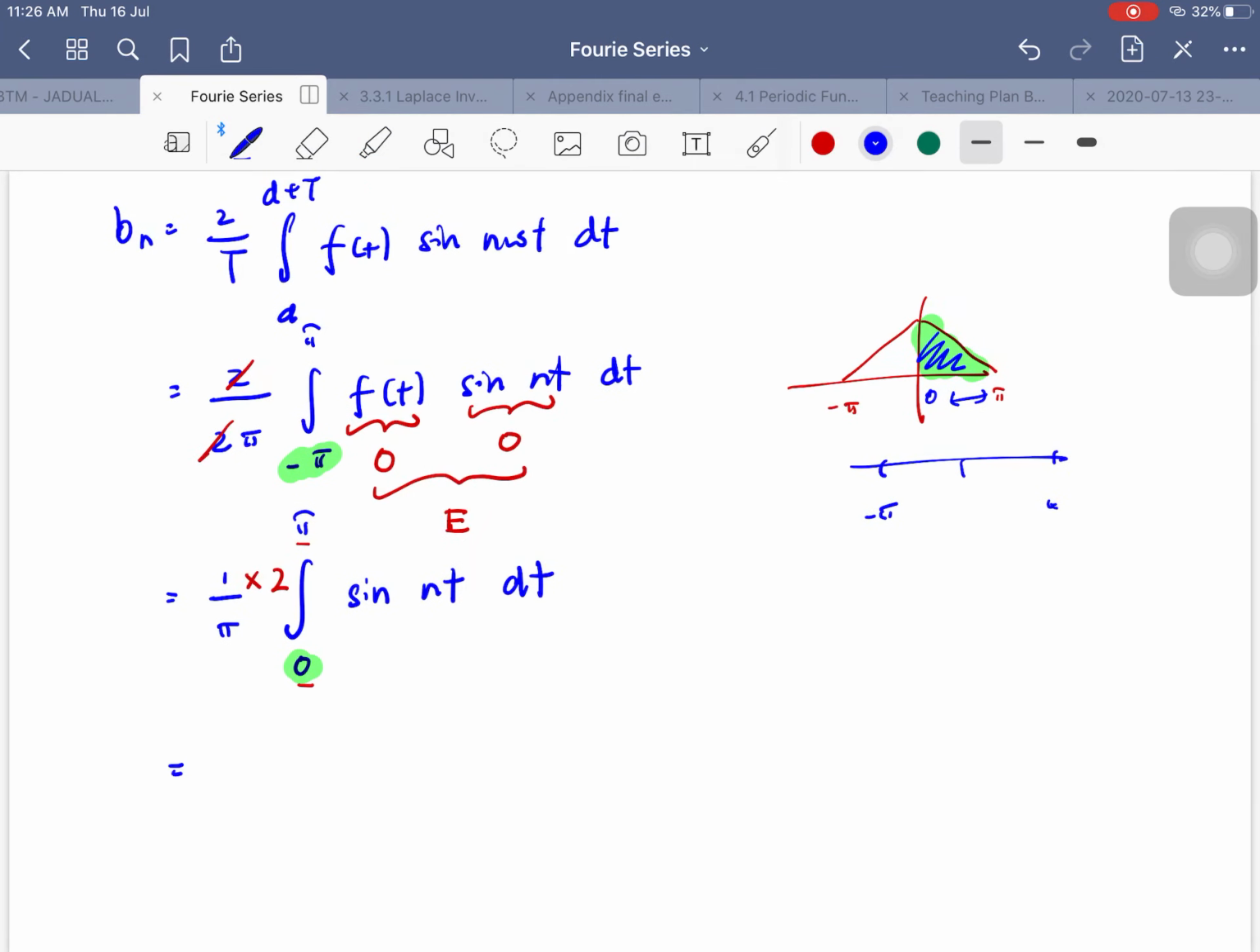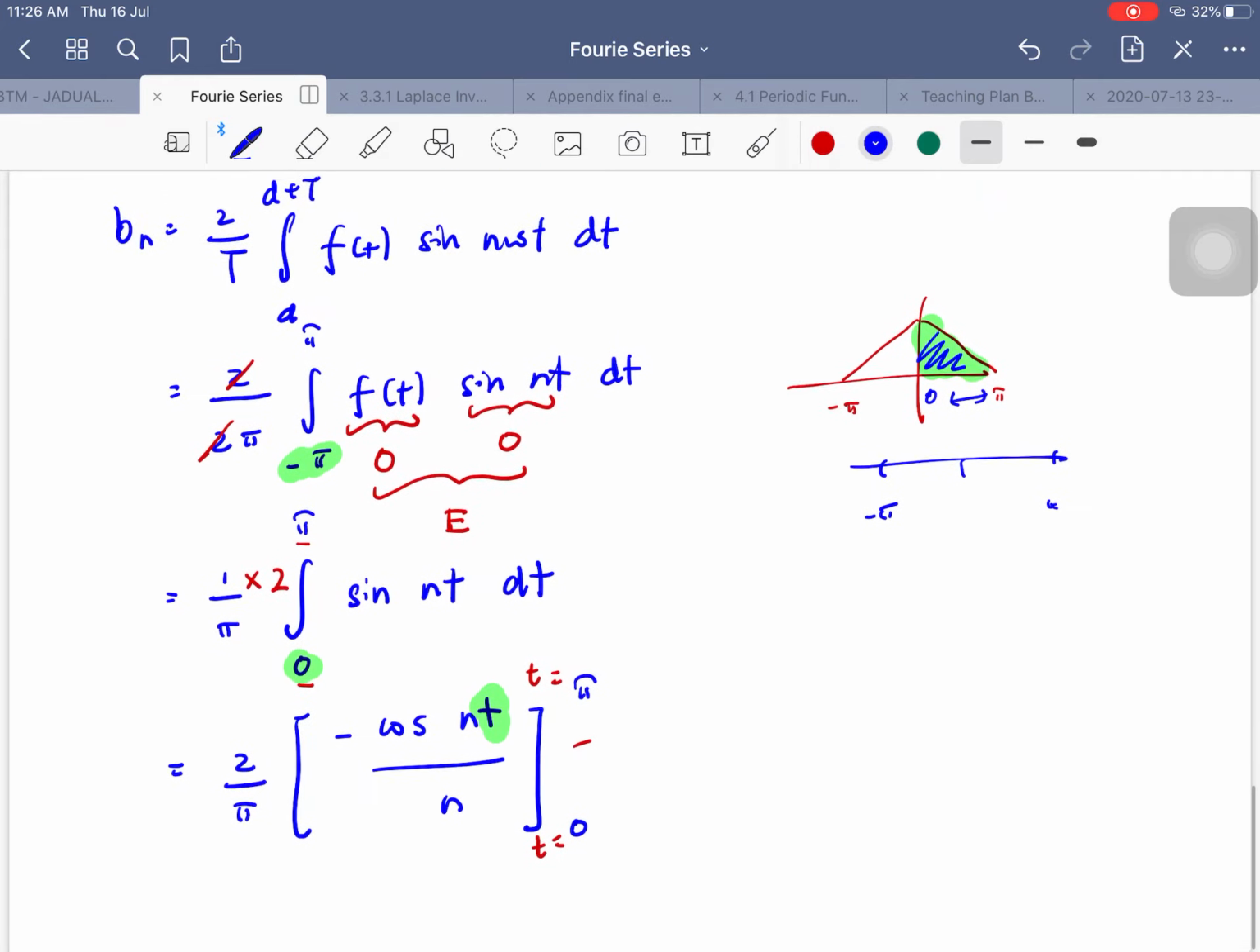So here I'll end up with 2 over pi. Now I'm going to start integrating. When I integrate sine, it's going to be negative cos. I'll end up with negative cos of nt over n, and my limit is going to be evaluated from 0 until pi. Okay, and now all we have to do is substitute the value of t. First, we substitute t equal pi, the upper limit first, minus when t is equal 0.